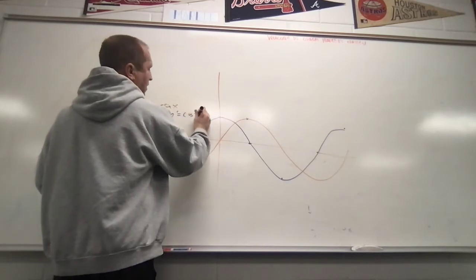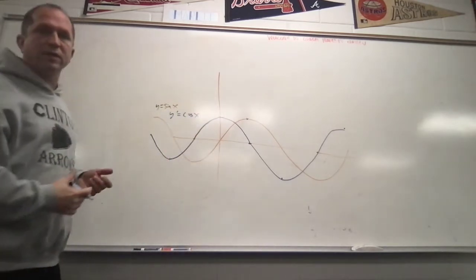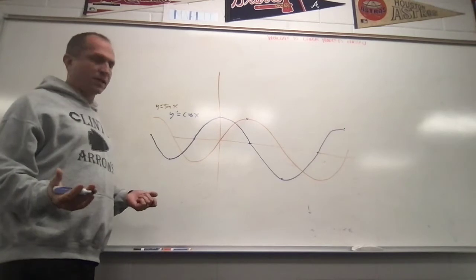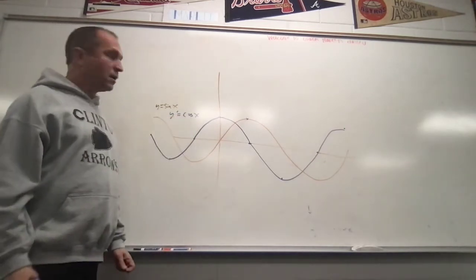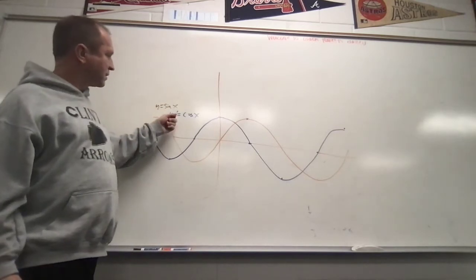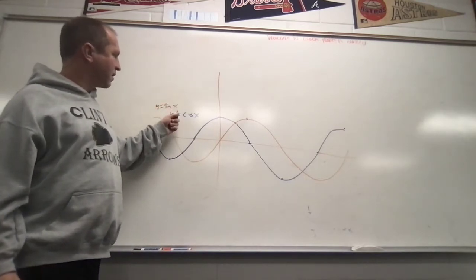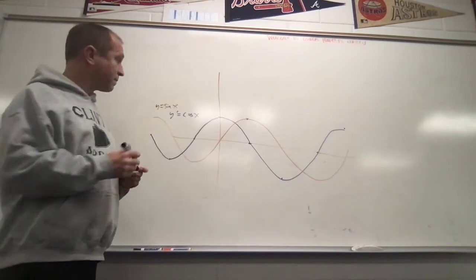So what winds up happening here is that for sine of x, the derivative is actually cosine of x. Now there is a way to prove this with the sum and difference identities of sine and cosine, but for the purposes of what we're doing here, the derivative of y equals sine of x is cosine of x.